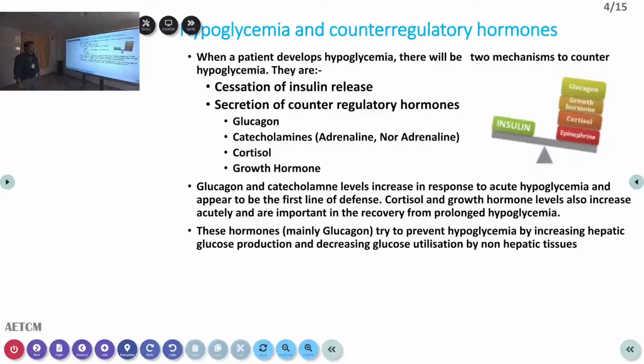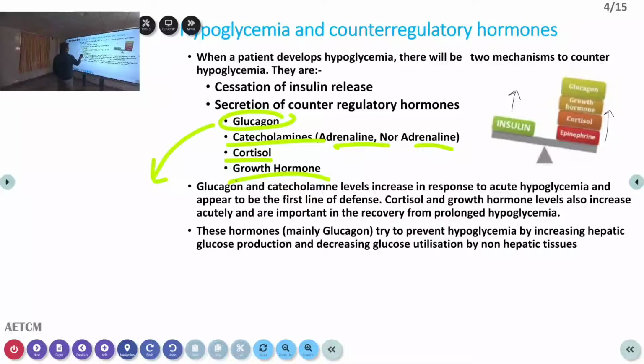Now, hypoglycemia and counter-regulatory hormones. Whenever hypoglycemia occurs in our body, there are some hormones. One is glucagon, which is secreted from the pancreas itself. Catecholamines like adrenaline, noradrenaline, cortisol, growth hormone. All these things will counter-regulate. That means if the insulin is increased, hypoglycemia occurs. Then counter-regulatory hormones will try to compensate that. They induce hyperglycemia and prevent hypoglycemia. So this is a normal mechanism occurring in our body.